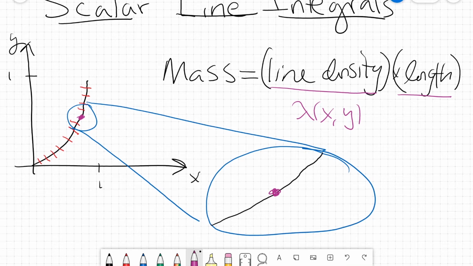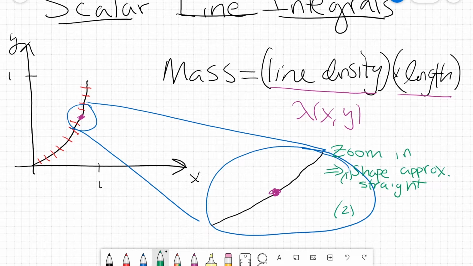So zooming in gave us two advantages. Once we zoom into a tiny piece of the string, it looks almost like a straight line. Moreover, the density is now approximately uniform across this tiny piece of the string. Thus, once we zoom in, one, the shape is approximately straight, and two, the density is approximately constant.